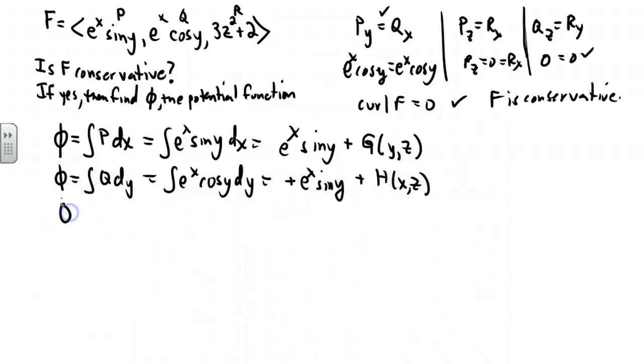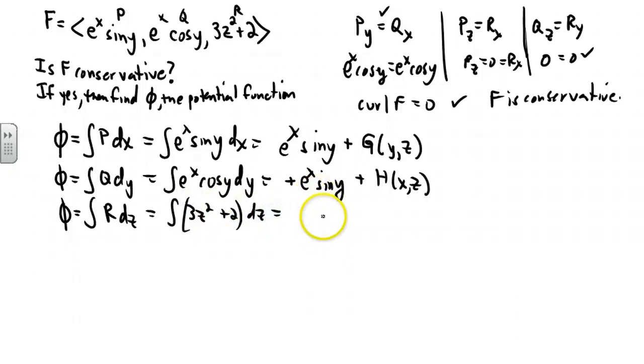And then finally, if we do it for the third component with respect to z, well, that's just 3z squared plus 2. So integrating that with respect to z, what we get out is z cubed plus 2z plus potentially some function that has x's and y's in it. And all these things have to be the same. All these are equal to phi.